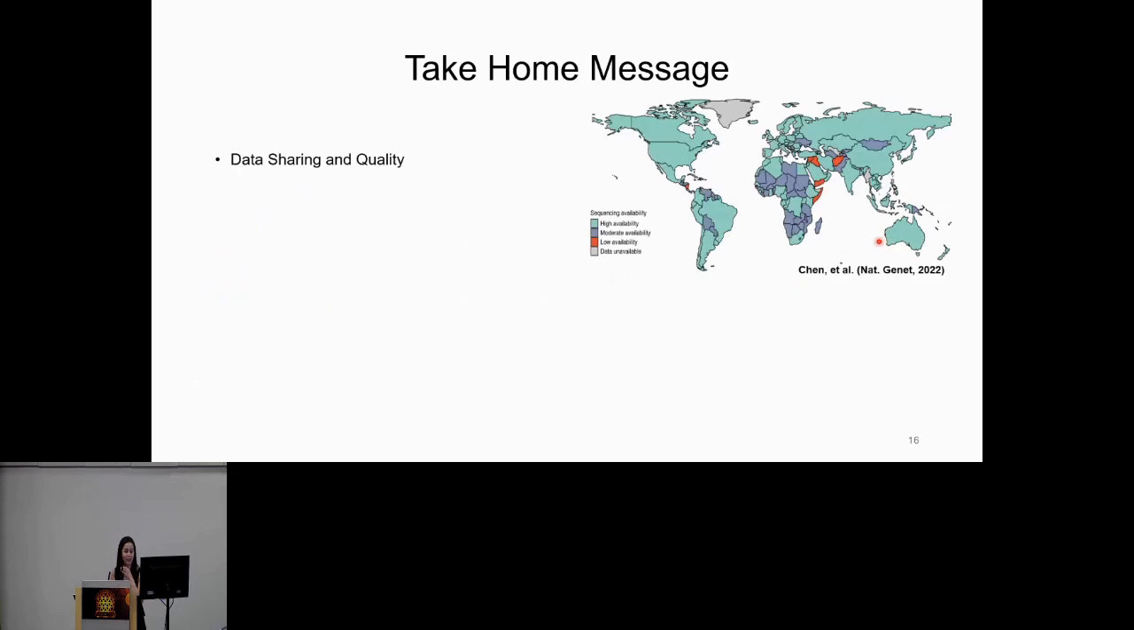I think I showed the importance of data sharing. The pandemic was very important at showing how we can share the data and everyone can use data, but quality is something that we need to pay attention to, and I think it was also highlighted in the keynote speaker yesterday.